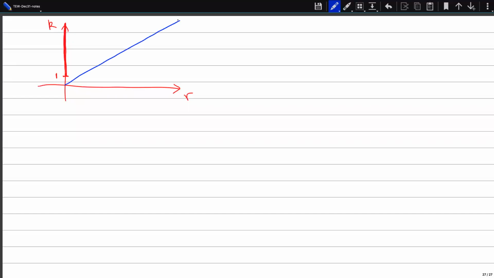So I'll draw the line y equals x, and if k is 1, then r can be at most 1. If k is 2, r can be at most 2, and so on. So this is really the region over which r is varying. For every fixed value of k, r goes from 1 to k, so not even 0. So I have to shift all the axes a little bit.